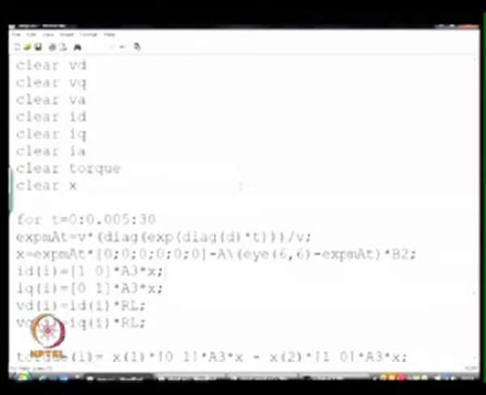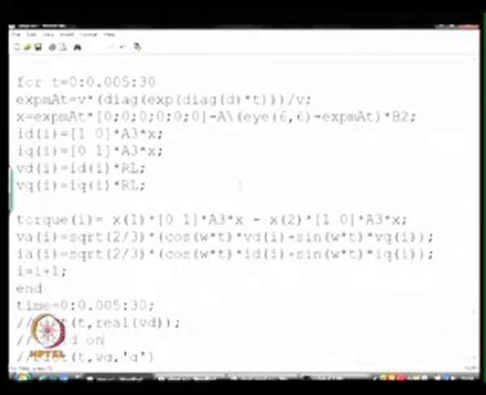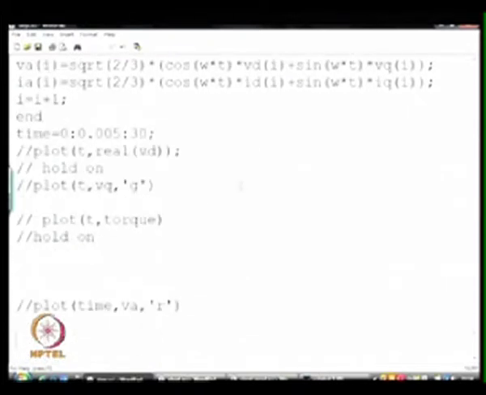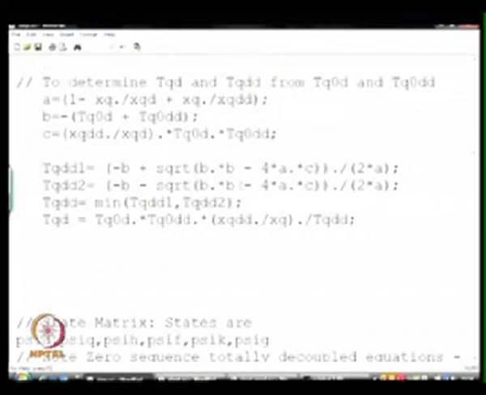Finally, once I get the fluxes, denoted by x here, I can obtain the currents and the voltages and the torques and so on. We will plot the values of torque and the voltages shortly. So I will minimize this, and now I will actually run the program.